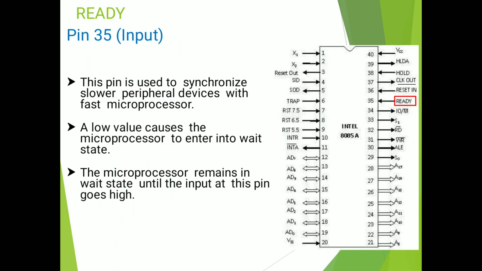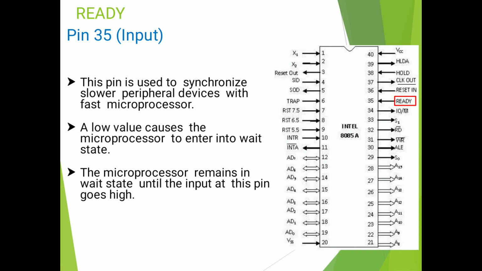Ready pin. This pin is used to synchronize slower peripherals with the microprocessor, to make it enter into wait state. The microprocessor remains in wait state until the input at this pin goes high. This ready signal is used by the microprocessor to sense whether a peripheral device is ready to transfer data or not.